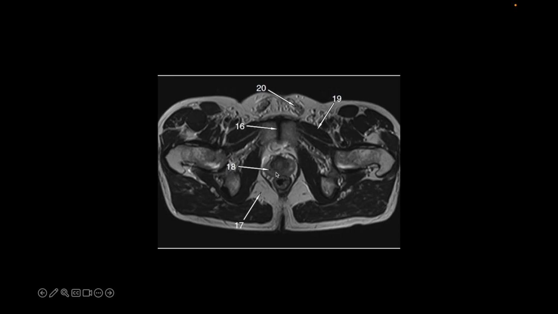Remember what I said, the peripheral zone and the central zone? This is how they're going to show it to you. Nothing more detailed than that. So this would be the peripheral zone of the prostate gland is what I would say. And then 19 is the most anterior muscle in this area, which is called your pectineus muscle. 20 is your spermatic cord, which is coming through and exiting via the superficial ring.